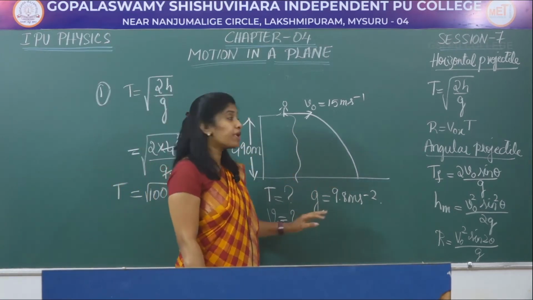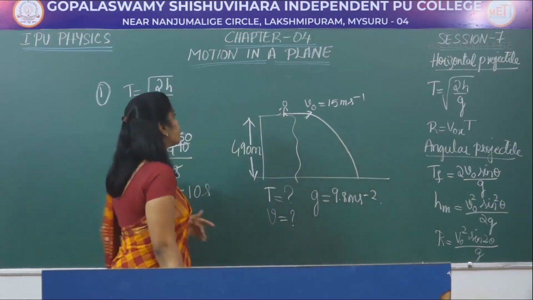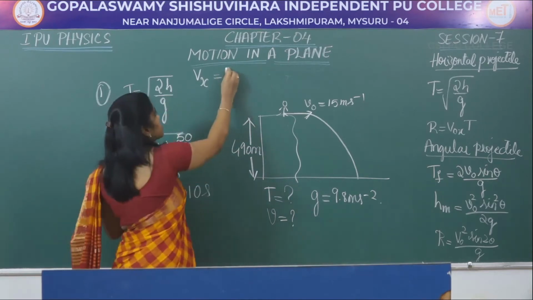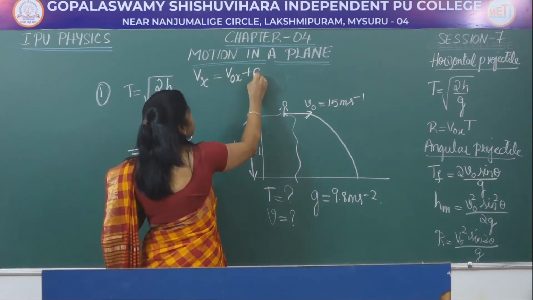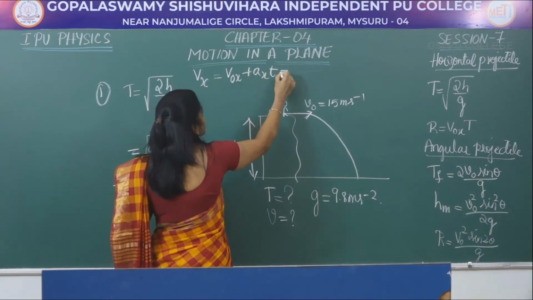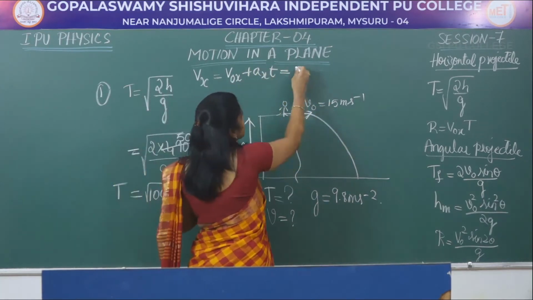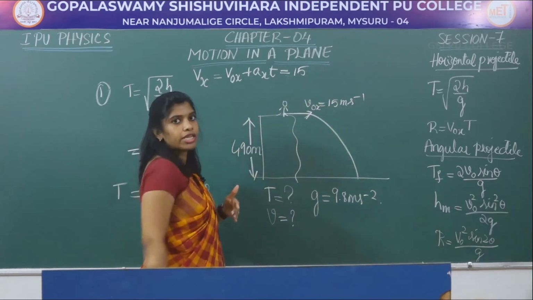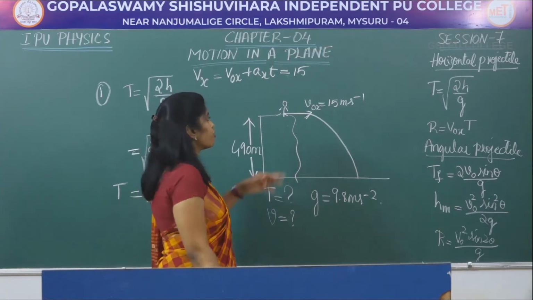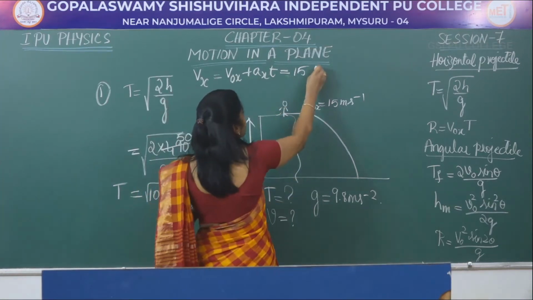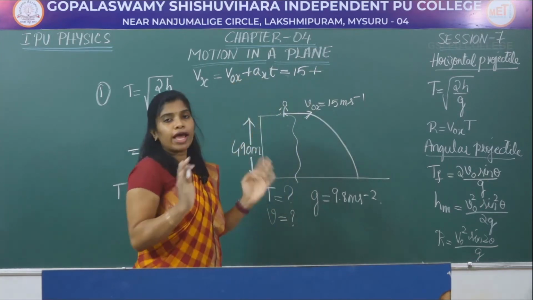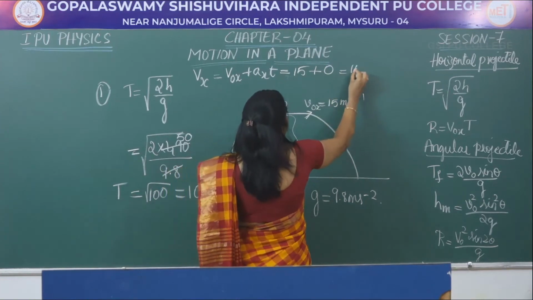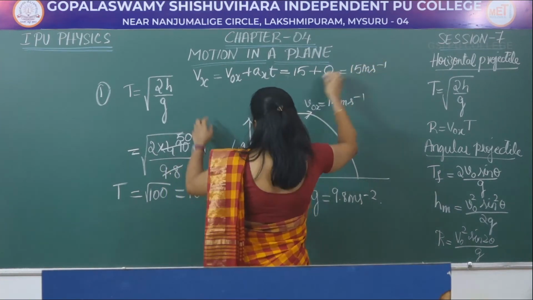Next, we have to find out the speed at which the stone hits the ground. For that, we are going to take up the x component first. Vx is equal to v naught x plus ax t. So v naught x is what? It is 15. This is the horizontal component of the velocity because it is projected in the horizontal direction. Therefore, v naught x is 15, plus what is ax? There is no acceleration in the horizontal direction. Therefore, this will become 0. This is 15 meter per second, Vx.